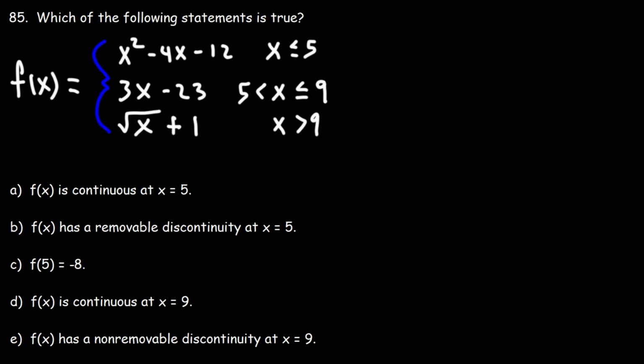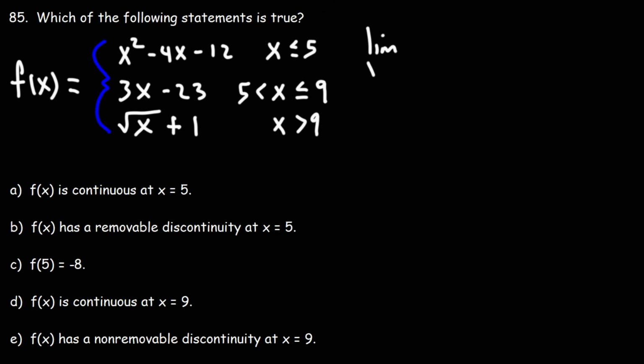Number 85. Which of the following statements is true? So we have a piecewise function, and let's go through each answer choice. Looking at answer choice A, f of x is continuous at x equals 5. Is that true or false?